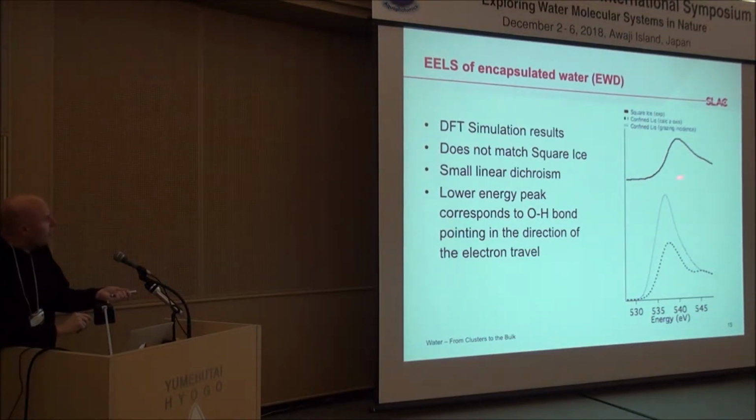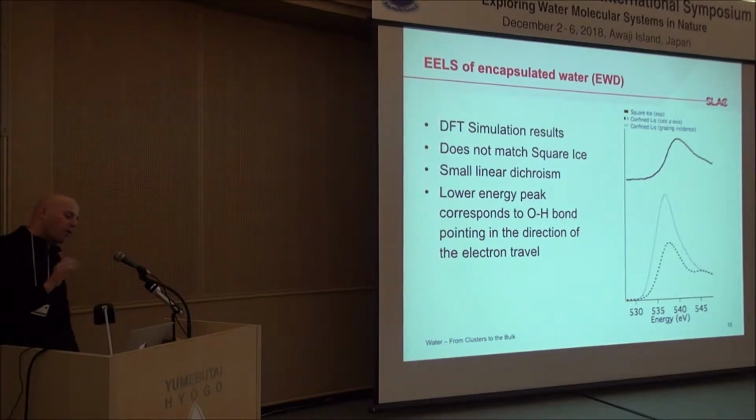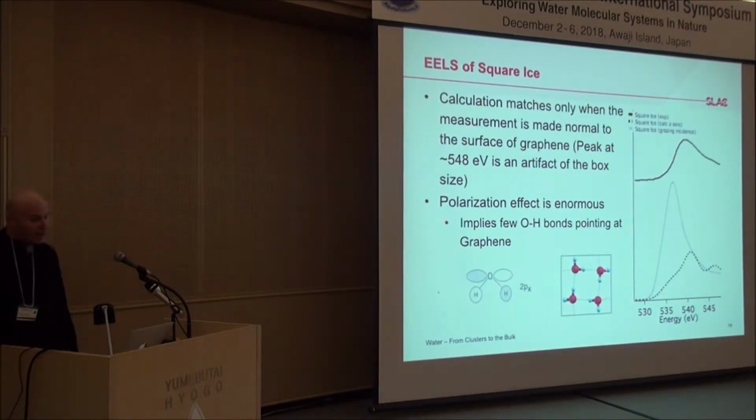what's going on here. The important thing to realize is that this is so strong because it corresponds to OH bonds pointing in the direction of the electron travel. So if you have graphene, water, graphene as they measured it, if the OH bond points towards the graphene at all, you're going to see a peak at lower energy.